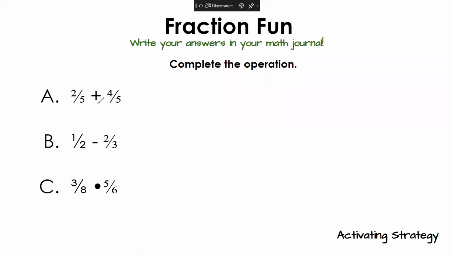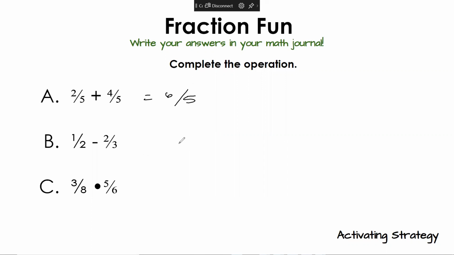So what am I going to do? The denominator is the same. So what am I going to do on the top? Just add. So what's 2 plus 4? Okay, so we're going to put 6 over 5. Ta-da. That's it. Okay. The next one's a little bit trickier.